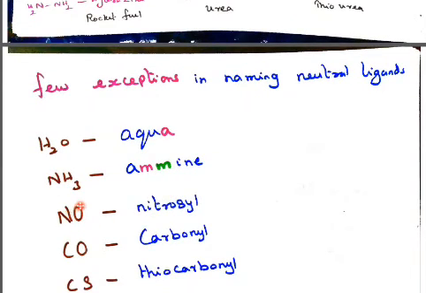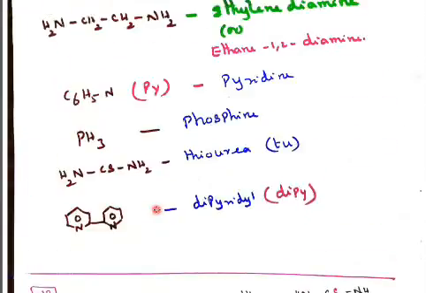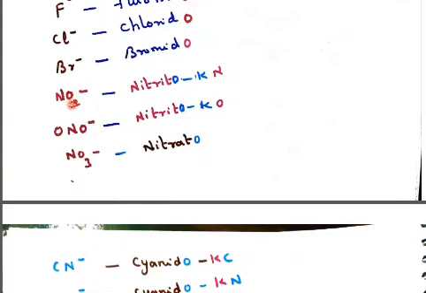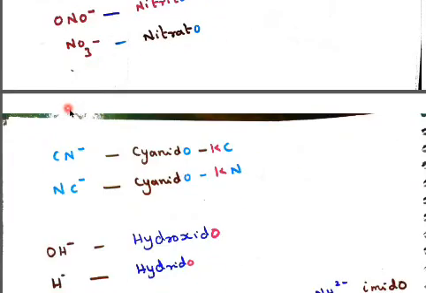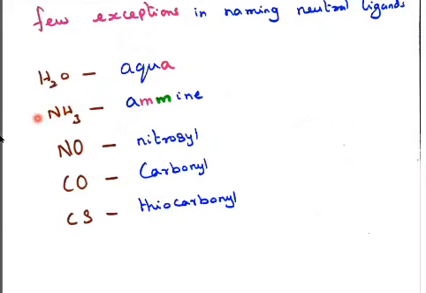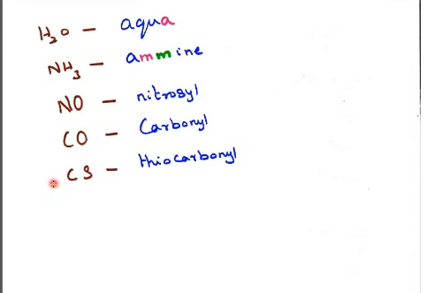Then NO, capital N, capital O, is called nitrosyl. If it is NO2, we should write a capital N and a small o only. But for nitrosyl, both are caps. So NO is called nitrosyl. Capital C, capital O is called carbonyl. If it is a capital C and small o, it is the metal cobalt. So capital C with a small o is the metal name cobalt. But when both are caps, it's called carbonyl. CS is thiocarbonyl. This is carbonyl, CO, and CS is thiocarbonyl. Thank you, students.